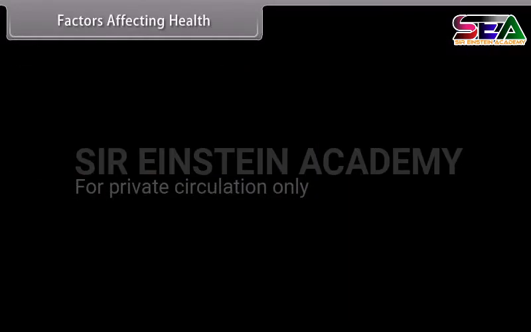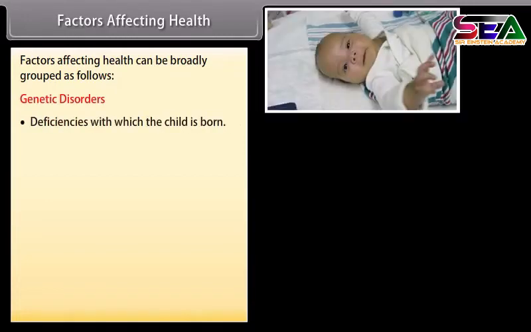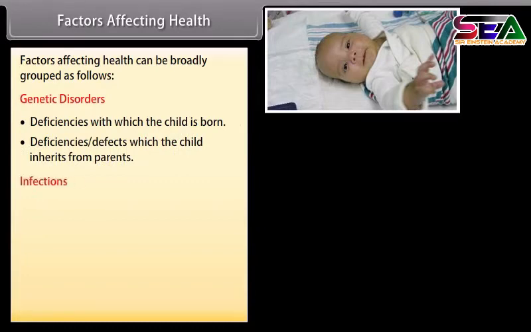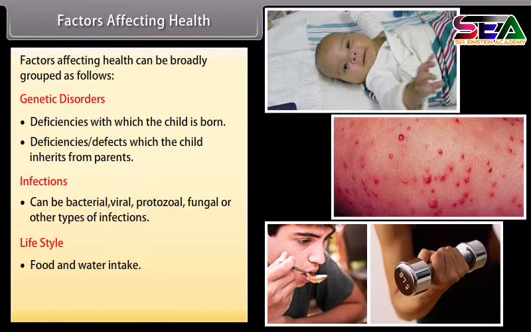Factors affecting health. Factors affecting health can be broadly grouped as follows. Genetic disorders. Deficiencies with which the child is born. Deficiencies, defects, which the child inherits from parents. Infections. Can be bacterial, viral, protozoal, fungal, or other types of infections. Lifestyle. Food and water intake, exercise and rest pattern, other acquired habits.